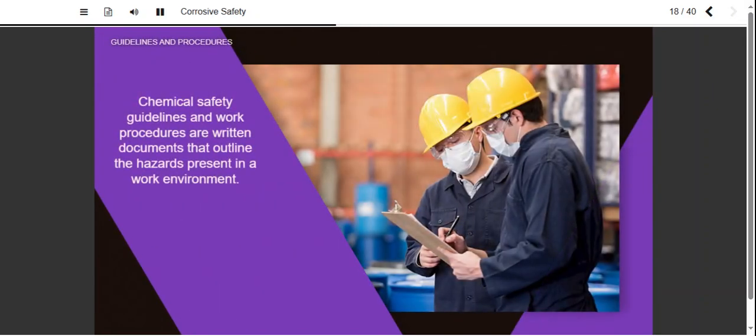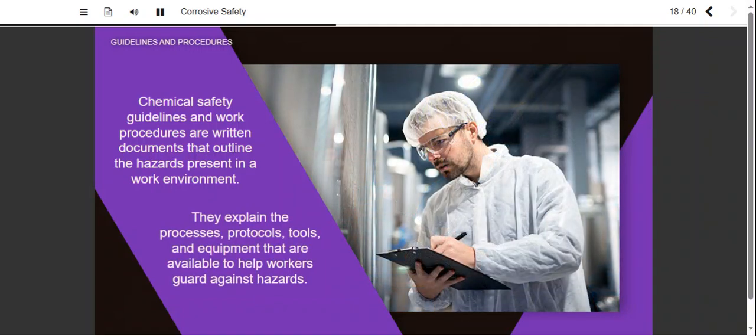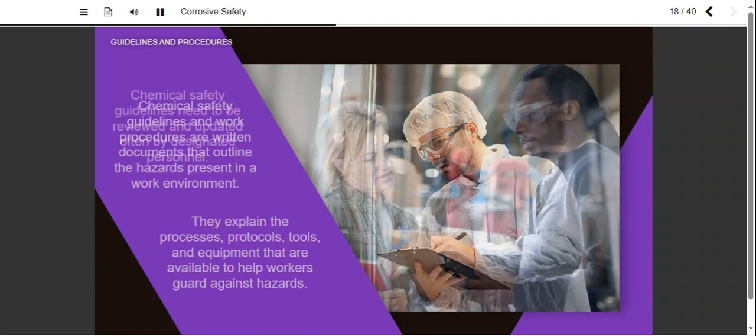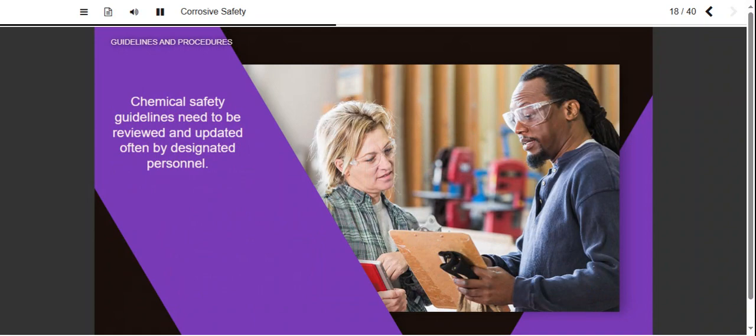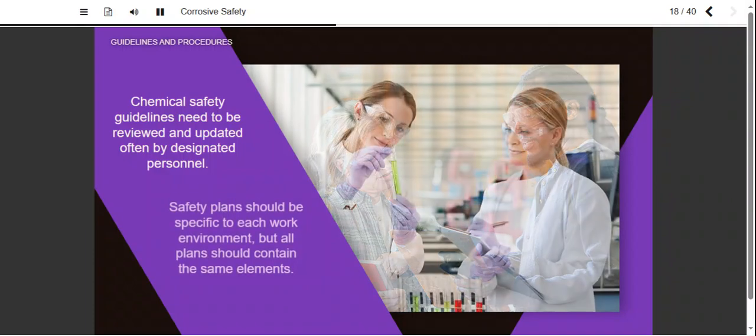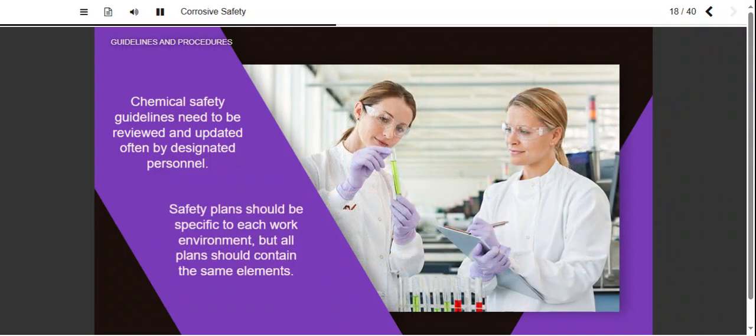Chemical safety guidelines and work procedures are written documents that outline the hazards present in a work environment and explain the processes, protocols, tools, and equipment that are available to help workers guard against those hazards. Like many safety plans, these documents are living documents that need to be reviewed and updated often by designated personnel. Although plans are often specific based on work environment, the chemicals used and the processes, there are specific elements that should be contained within the plan.